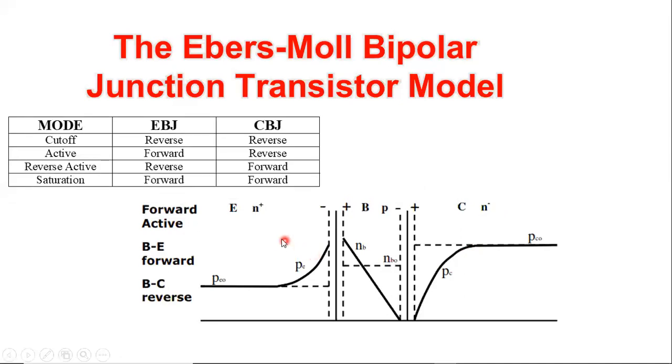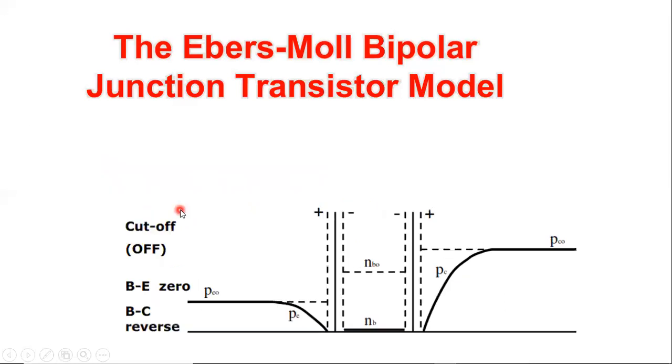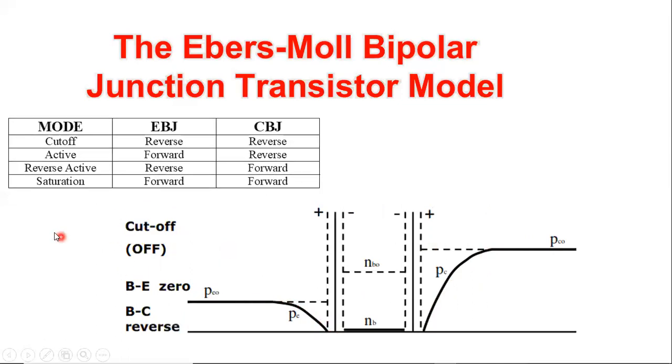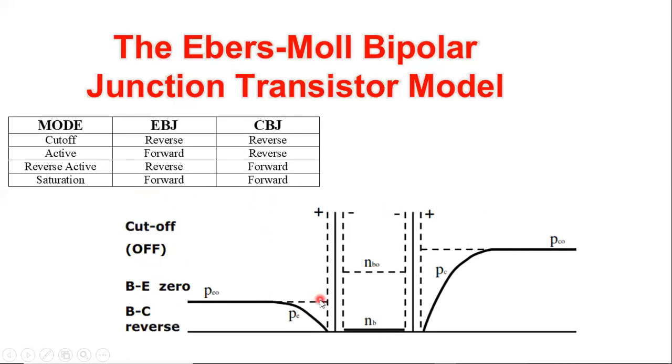Now, let's return here. This is the active region: forward, reverse. This junction is forward, this junction is reverse, so this is the active mode. Let's go to the next one. Here, this is a reverse junction because the number of holes decreases, and also this is a reverse junction because the number of holes decreases. So the right-hand side and the left-hand side are both reversed. Then this is a cutoff region, or the cutoff mode, because both sides are reverse biased.